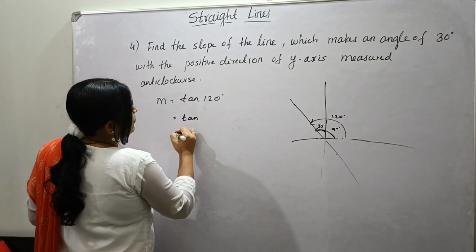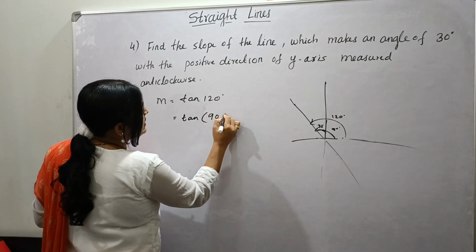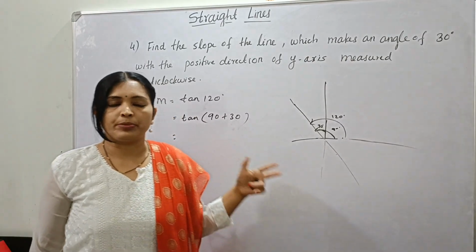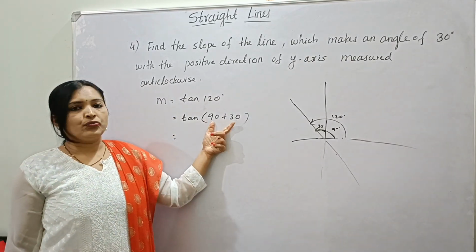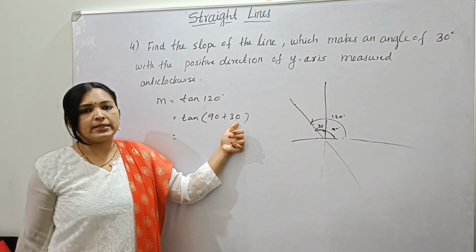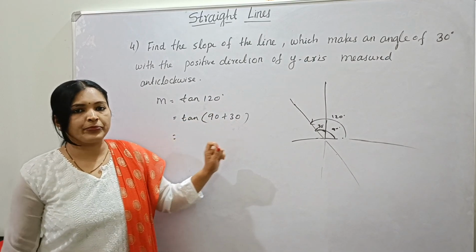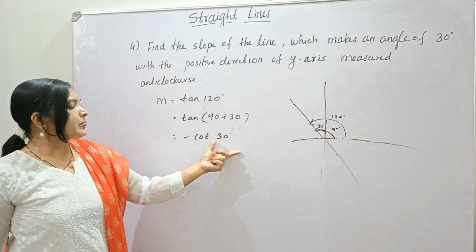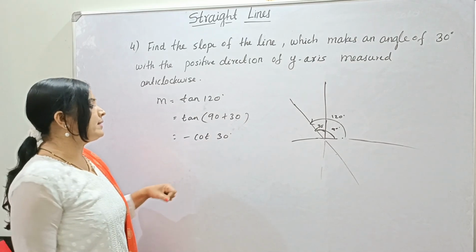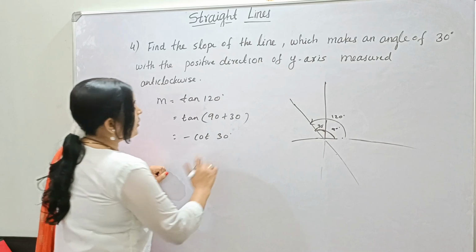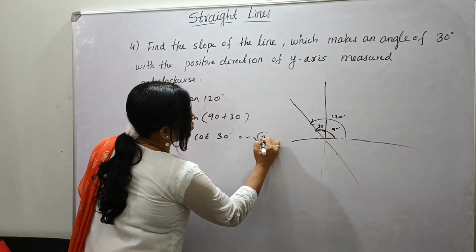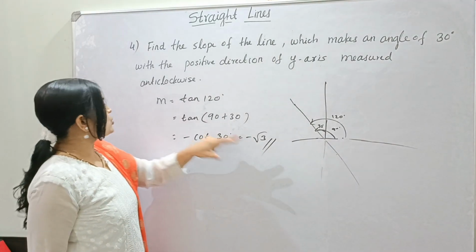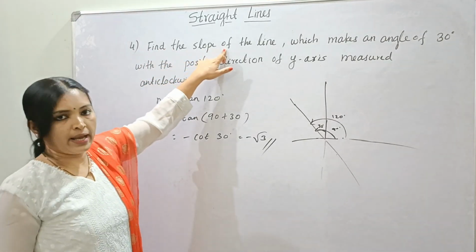So tan 120, how can we write? Tan of 90 plus 30, right? By trigonometric identities, tan of 90 plus 30 is nothing but minus cot 30. Now, what is tan 30? Tan 30 is 1 by root 3, so cot 30 is root 3. So minus cot 30 is nothing but minus root 3. So what is this? The slope of the line.